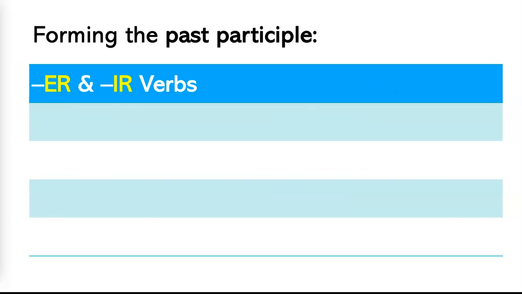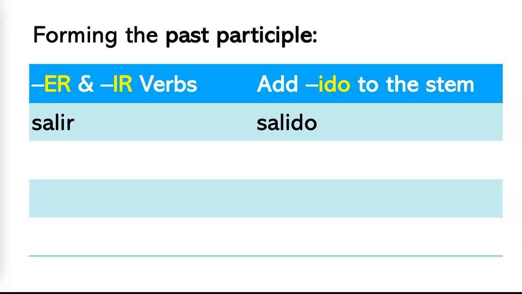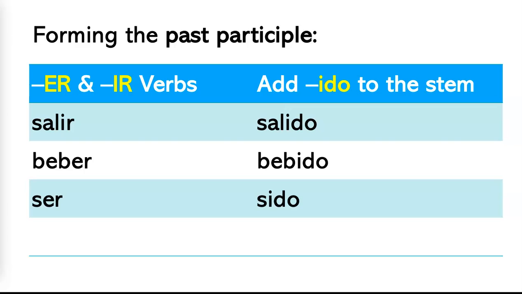For ER and IR verbs, it's also simple. You're going to add ido, I-D-O, to the stem. Salir becomes salido. Beber becomes bebido. Ser becomes sido. Ir becomes ido.